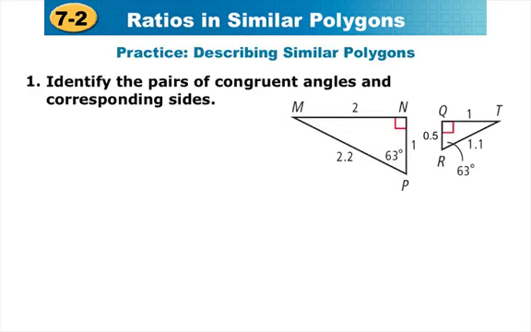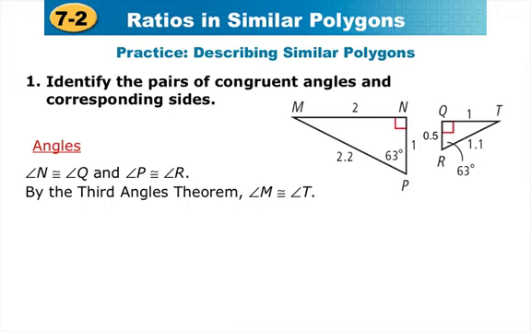It says identify the pairs of congruent angles and corresponding sides. So let's look at the angles. Angle N and angle Q are congruent. Why? Because they're 90-degree angles, and also angle P and angle R, because they're both 63 degrees. Why is angle M congruent to angle P? Because of the third angle there. So these are your corresponding angles.